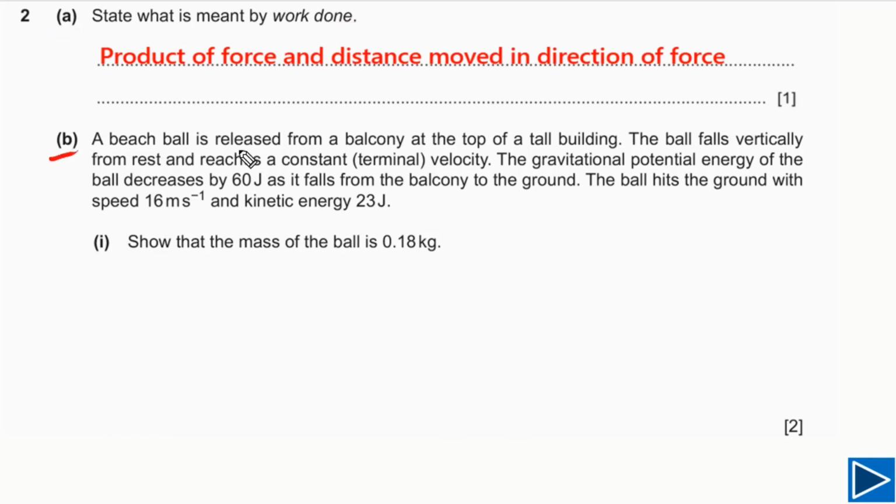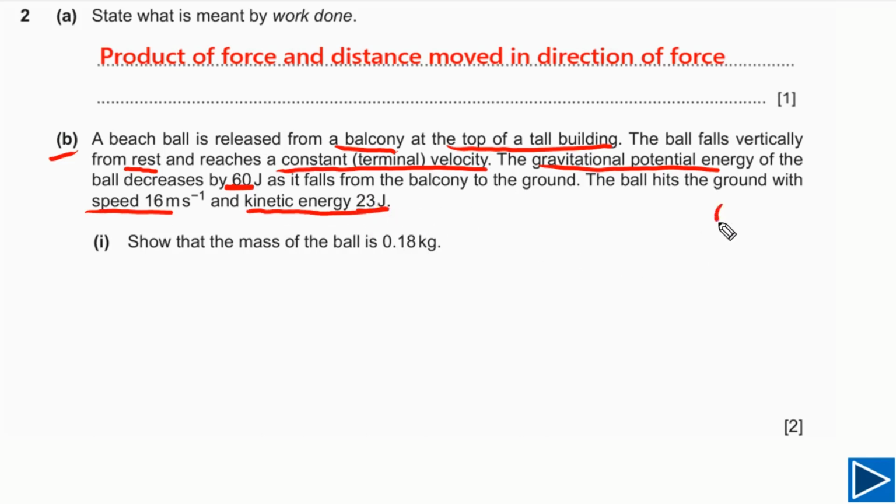For part B, it is given to us that a ball is released from a balcony at the top of a tall building and the ball falls vertically from rest. Means the initial velocity of the ball is equal to 0 and finally the ball reaches a terminal velocity. And the change in gravitational potential energy is given. This is equal to 60 joules and the ball hits the ground and the kinetic energy of the ball when it hits the ground is 23 joules.